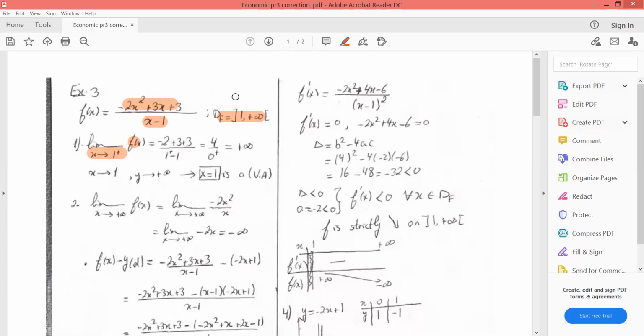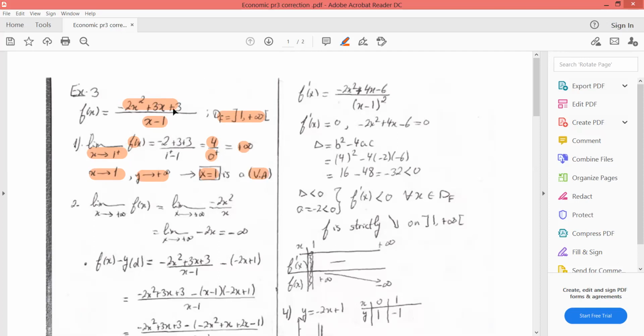Limit as x tends to 1 plus of f(x). We replace x by 1. We get 4 over 0. هون لازم نقول indicate 4 over 0 plus, since 1 plus minus 1 is 0 plus, which is plus infinity. So as x approaches 1, y approaches plus infinity. We have x equal 1 is a vertical asymptote.